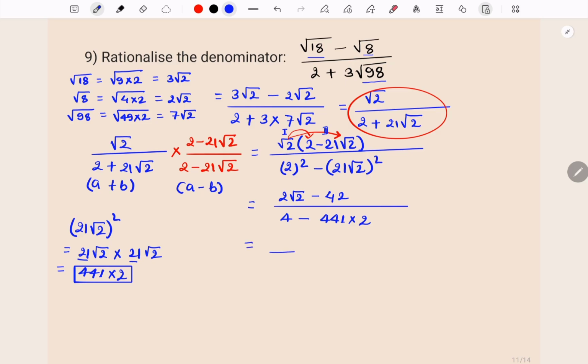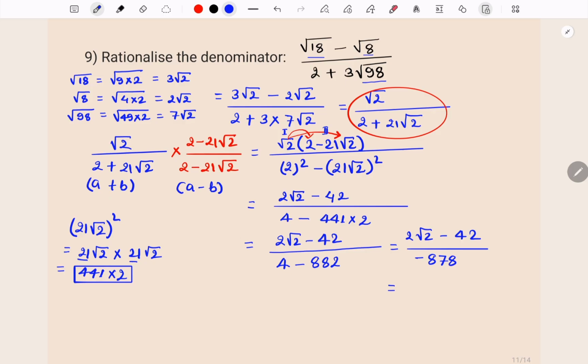So in the numerator, we have 2 root 2 minus 42, and in the denominator, we have 4 minus 441 times 2, which is 882, right? So that is 2 root 2 minus 42 over 4 minus 882, which is negative 878, right? Now, I can simplify it a bit further.